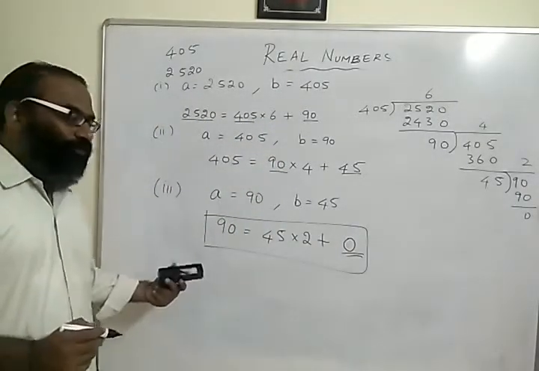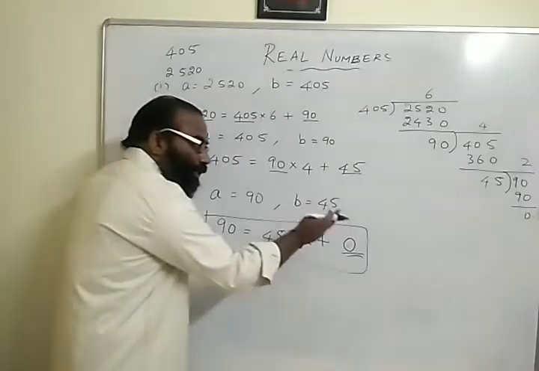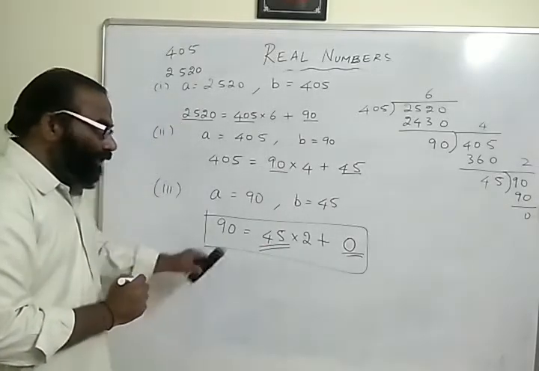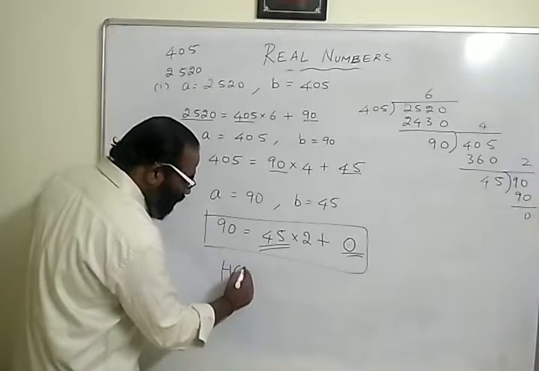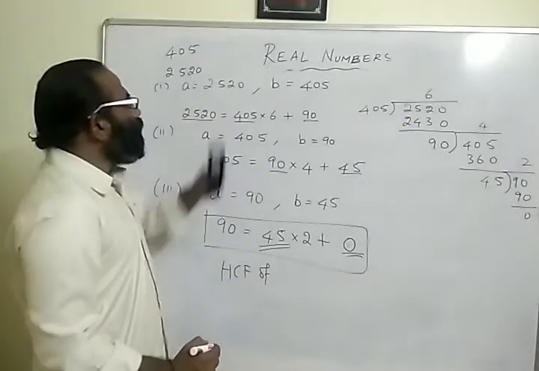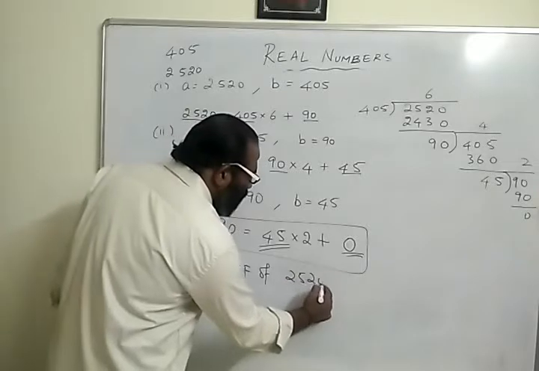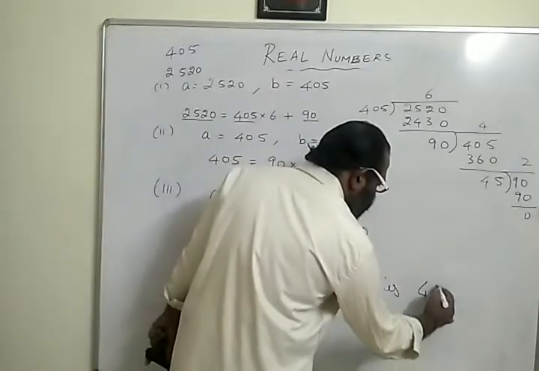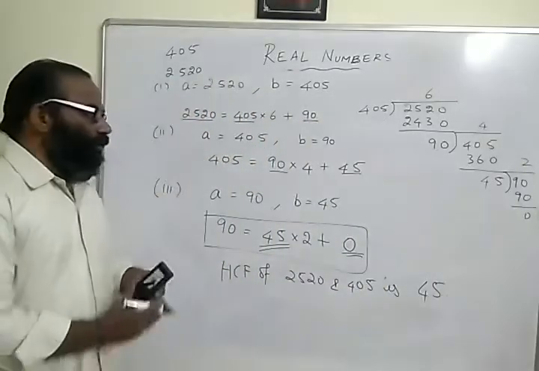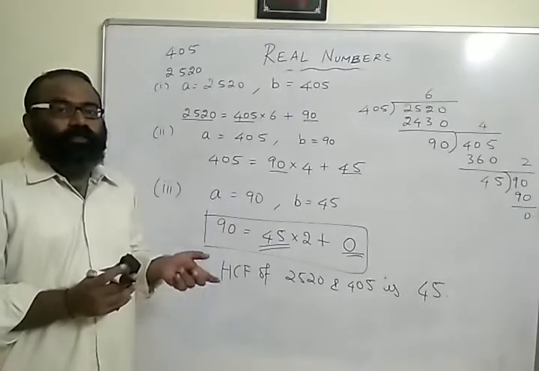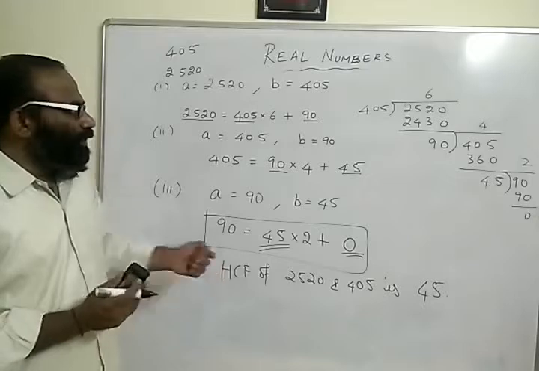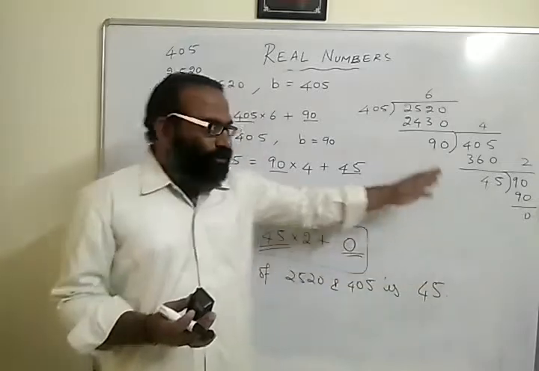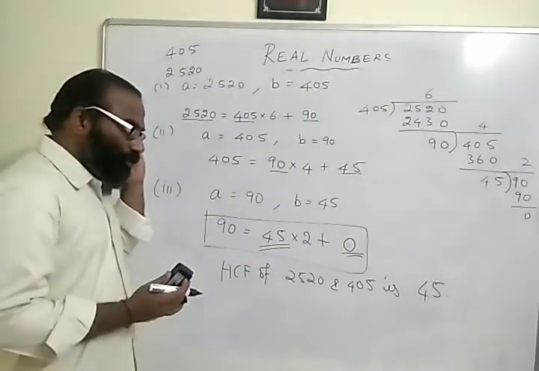Now what is the HCF in this? In the last step where the remainder becomes 0, the B in that step is the HCF. So the HCF of 2520 and 405 is 45. I hope you have understood how we did this. It's a very easy process. When you're doing it, show the steps here and by the side show the division, so that the way you have gone about this is very clearly understood.